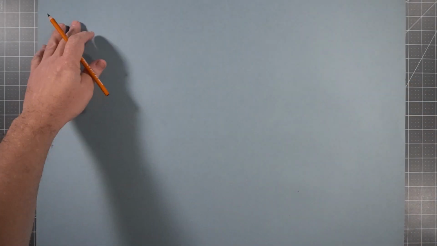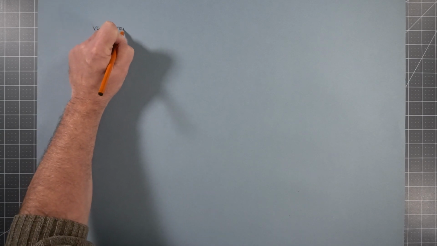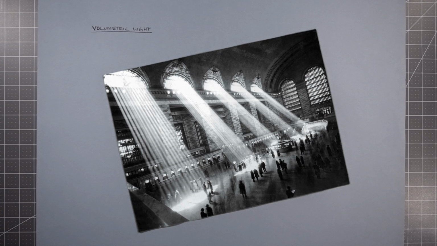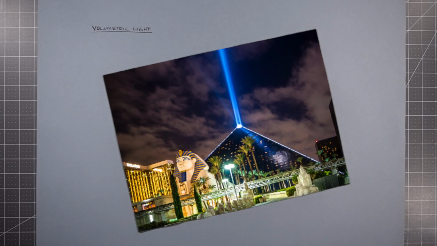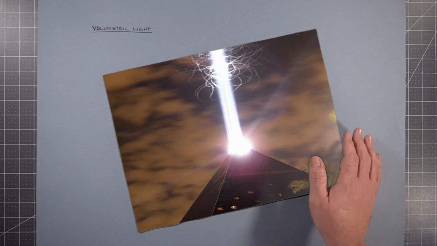The basis of what we are working on for this project is focused on volumetric light, or light beams as it's sometimes called. This is a naturally occurring effect that we see in daily life. You may have seen it in buildings in the early morning, like here in Grand Central Station. It's also used as a feature in the Luxor Hotel in Las Vegas, shooting a beam of light into the sky. And sometimes you even see birds that look like sparkles when they fly through it.